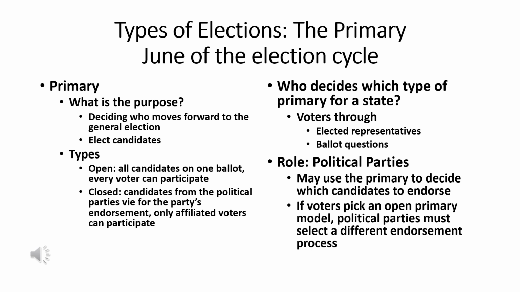Simultaneously, we also have a closed primary for the federal races, for the executive branch races, and for the legislative branch races. So if a person is running for the Senate at the federal level, or for the House of Representatives, or for governor, or lieutenant governor, or for a member of our legislature, those are closed primaries. And the candidates from the political parties vie for the party's endorsement. Only affiliated voters can participate.